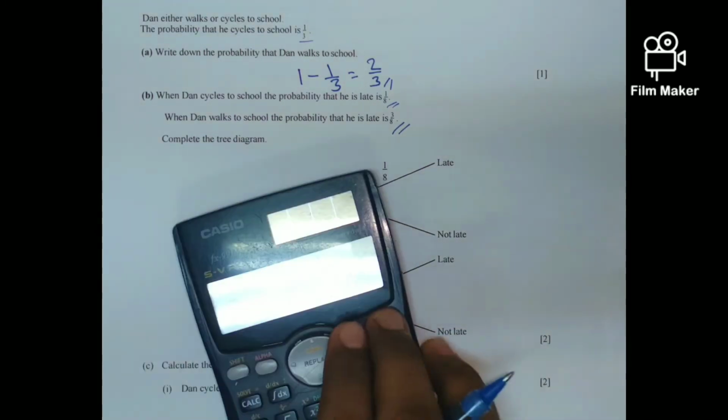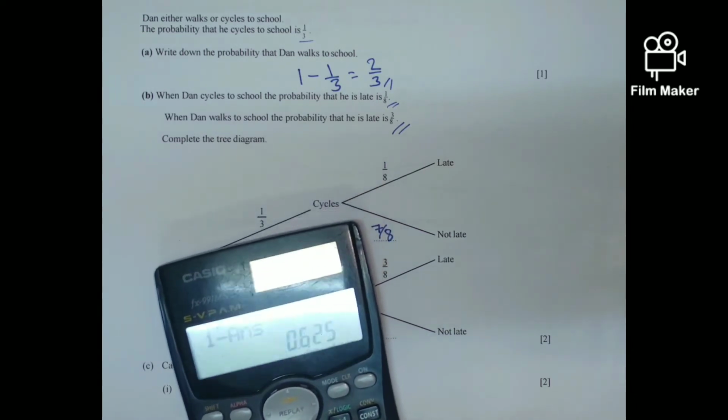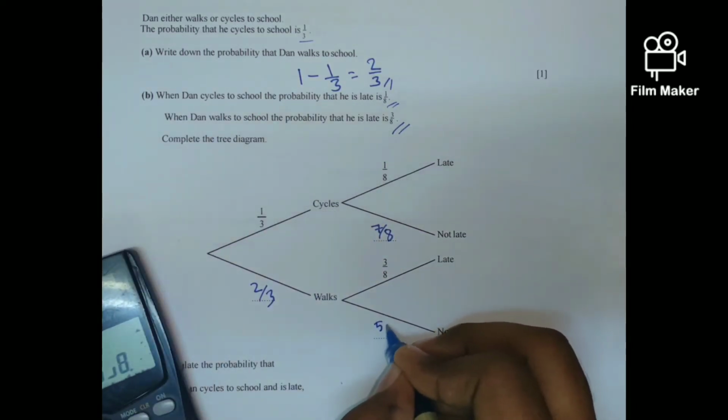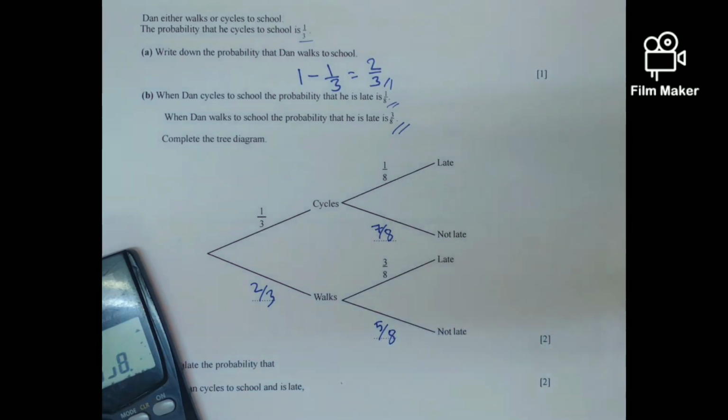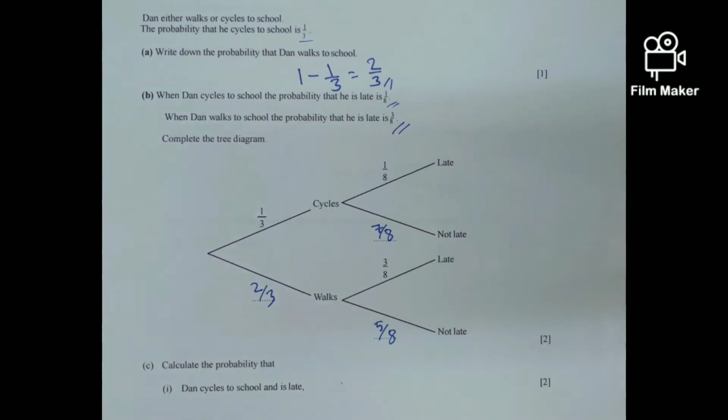So let us do it on our calculator. 3 by 8 and 1 minus answer, it is equal to 0.625, which is 5 by 8. So now the third part of the question is, calculate the probability that Dan cycles to school and is late.